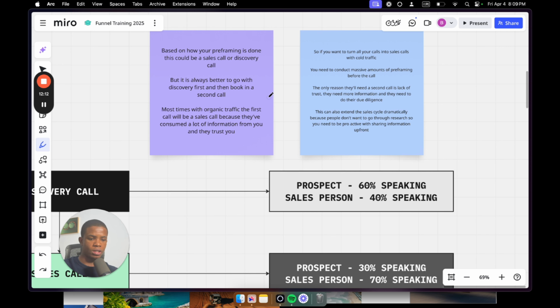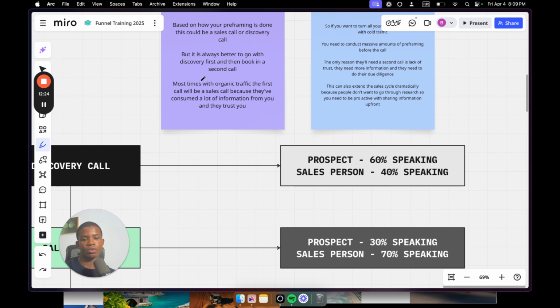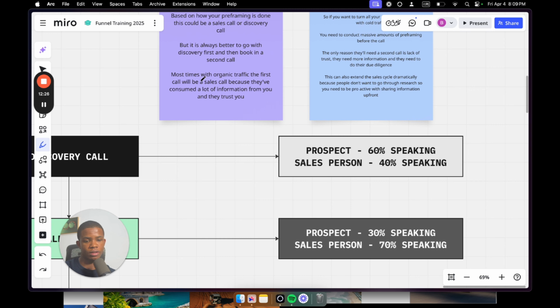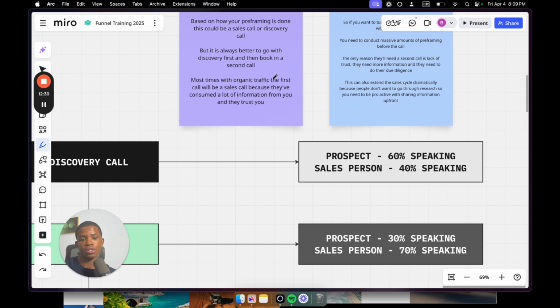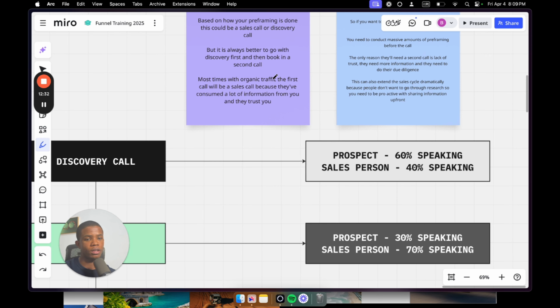But basically, you want to make it very clear that this is the discovery call. You're trying to figure out where they're at, and you're trying to see how and if you can help them. So with organic traffic, the first call a lot of times, actually I've had the experience, I have a huge organic audience on X, the first call from organic traffic is usually going to be a sales call, because they've consumed a lot of information from you and they already trust you. They know, like, and trust you.